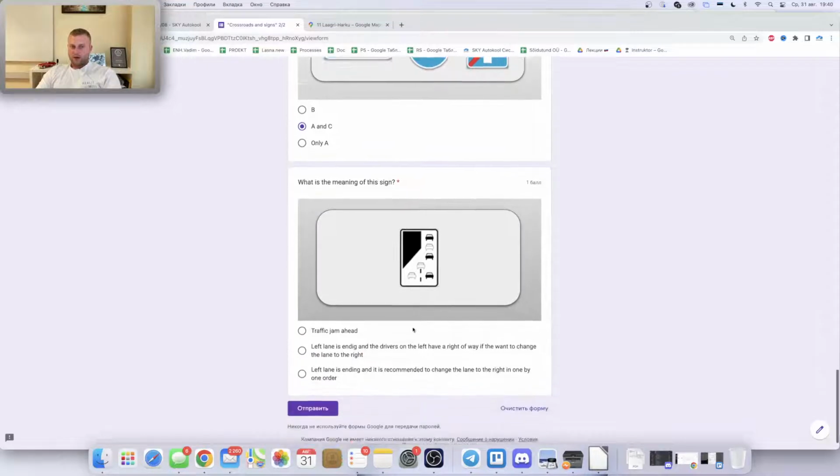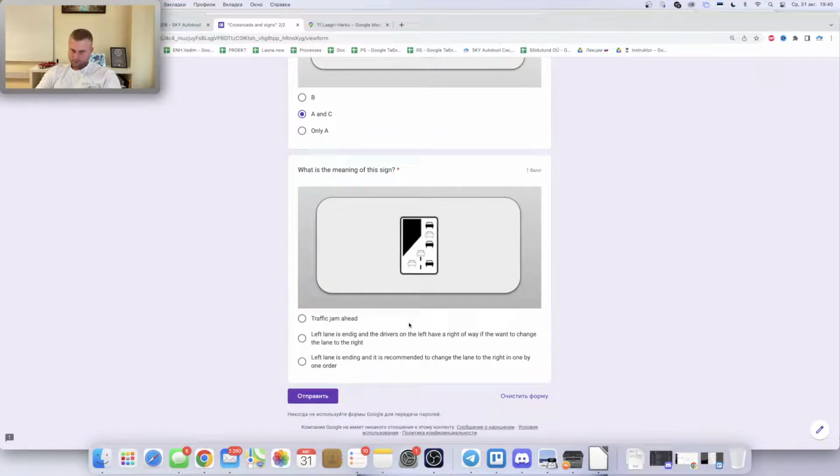What's the meaning of this sign? The left lane is ending and it is recommended to change the lane one by one, in order. Yeah, one right, one left, then we go from two lanes, switching into one lane. Yes, and it's recommended to go one by one. You can see it like black and white, black and white. So it's one by one.